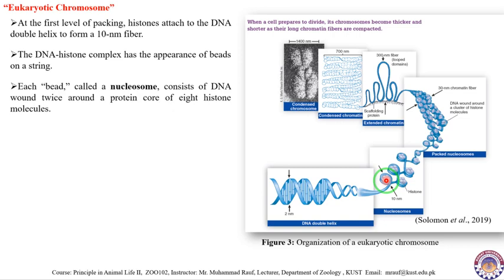Each bead, called a nucleosome, consists of DNA wrapped twice around a protein core of 8 histone molecules. So the nucleosome is the basic unit of chromatin remodeling, and it consists of a histone octamer, with the DNA wrapped twice around it. In some books you may see 1.7 times, but here in that book they have mentioned that the DNA is coiled two times, twice around a histone octamer.